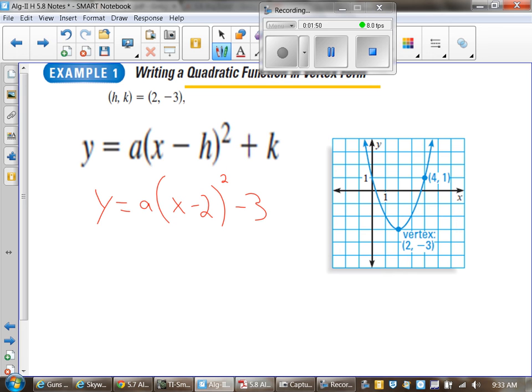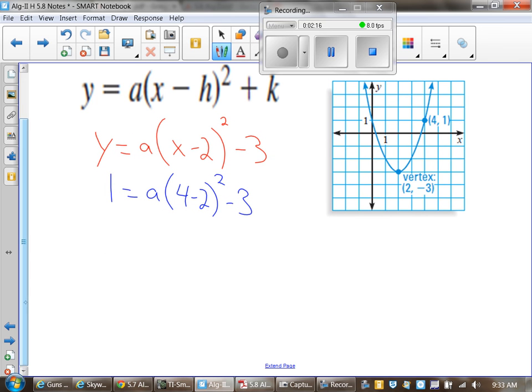All you have to do to find the a value here is substitute in the other point that they give you. They gave us a point on the graph, 4, 1. They gave you a set of ordered pairs. So what you do is you write out with your h's and your k's, and then you take your ordered pair of 4 and 1. 1 equals a, 4 minus 2, quantity squared, minus 3, and you solve that for a.